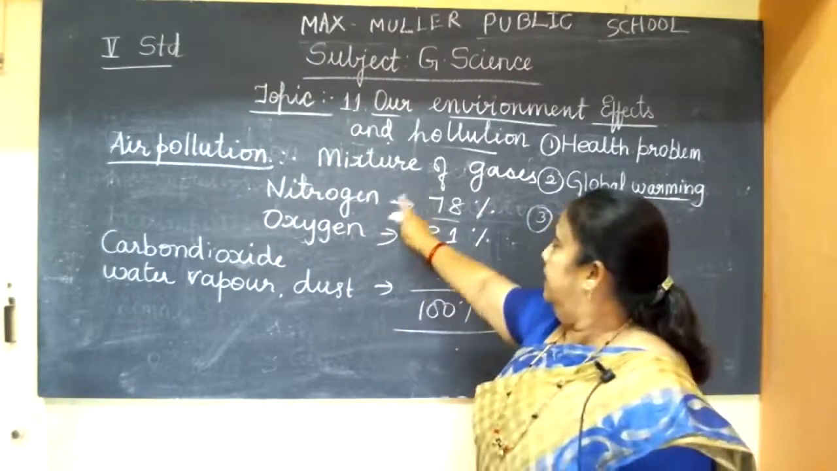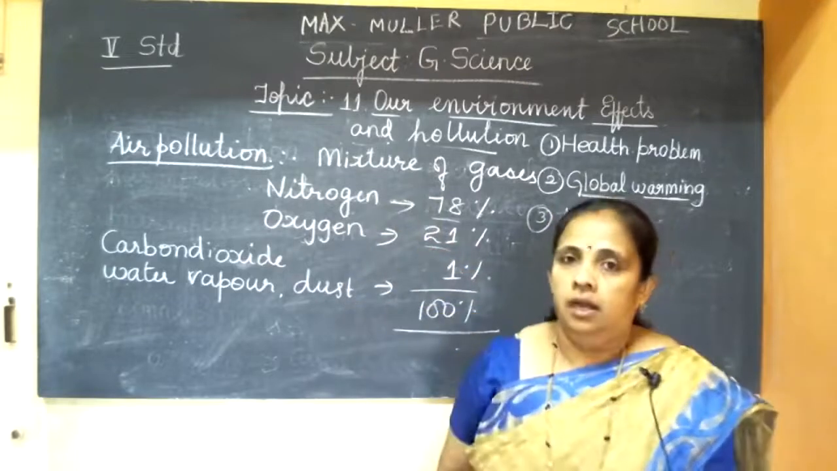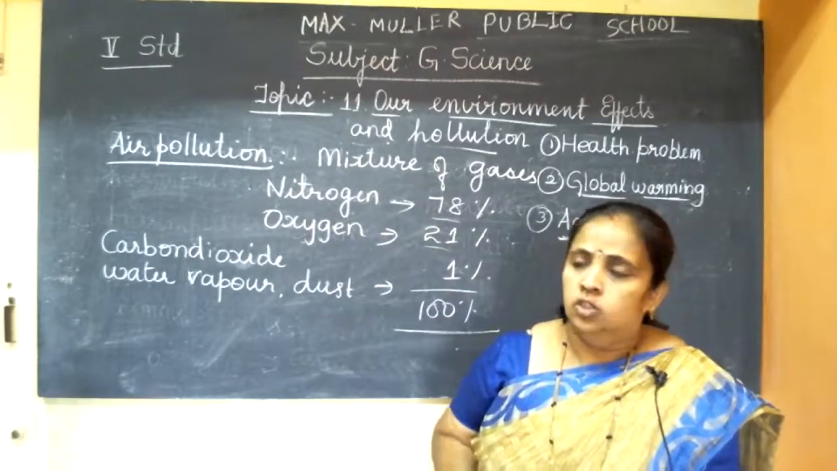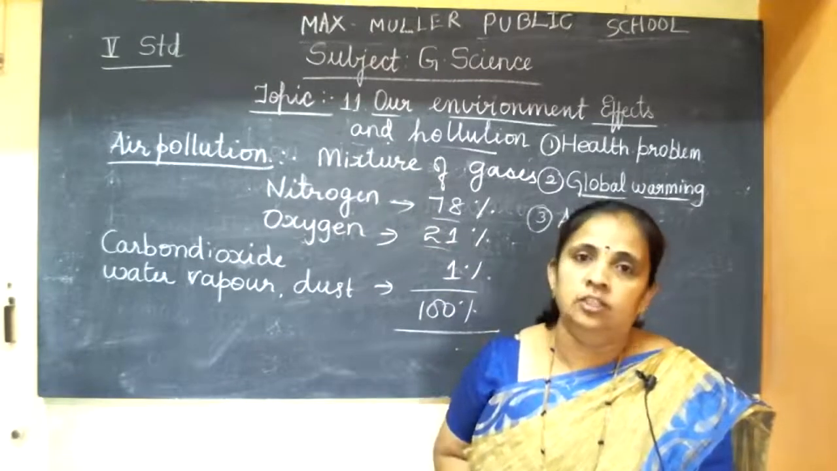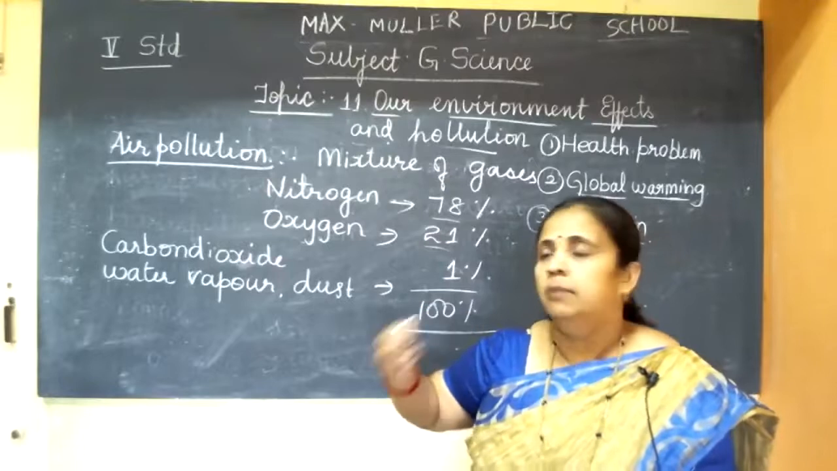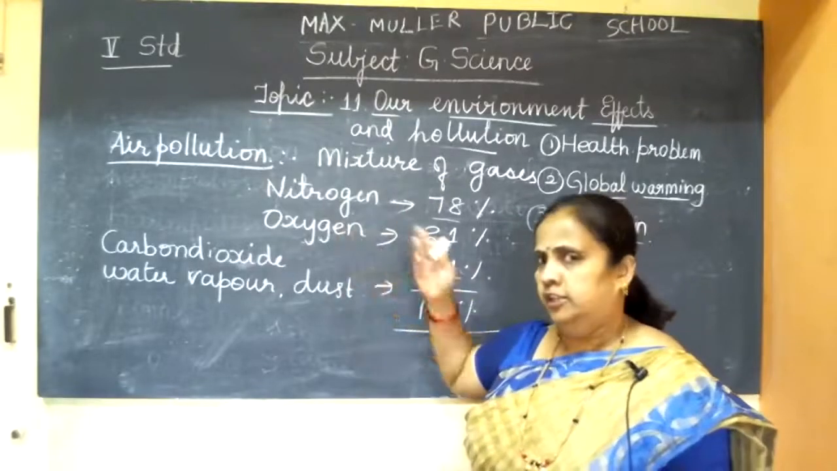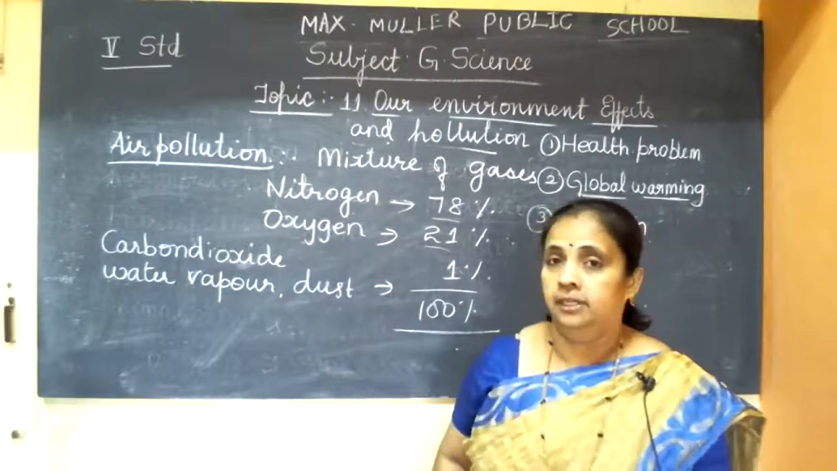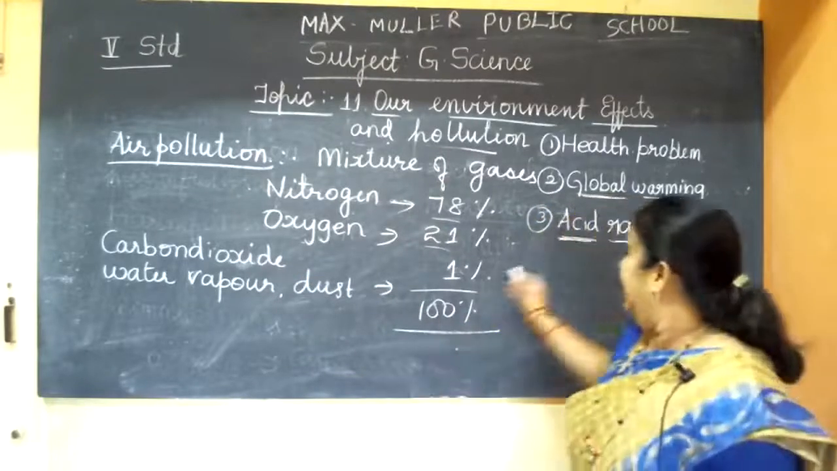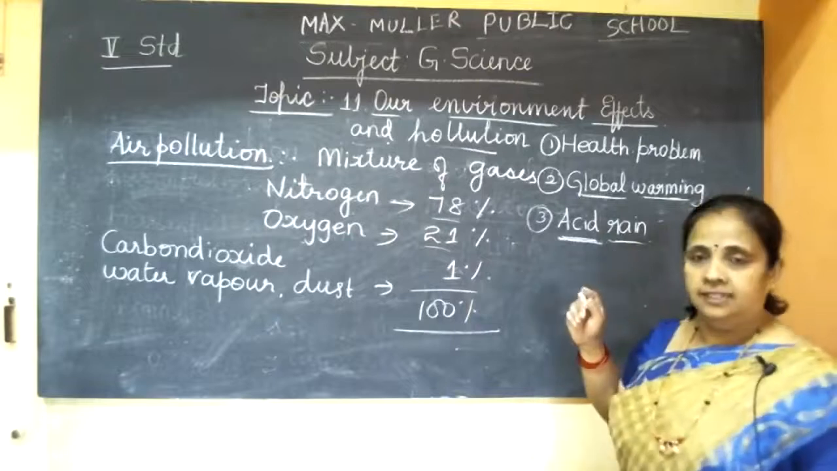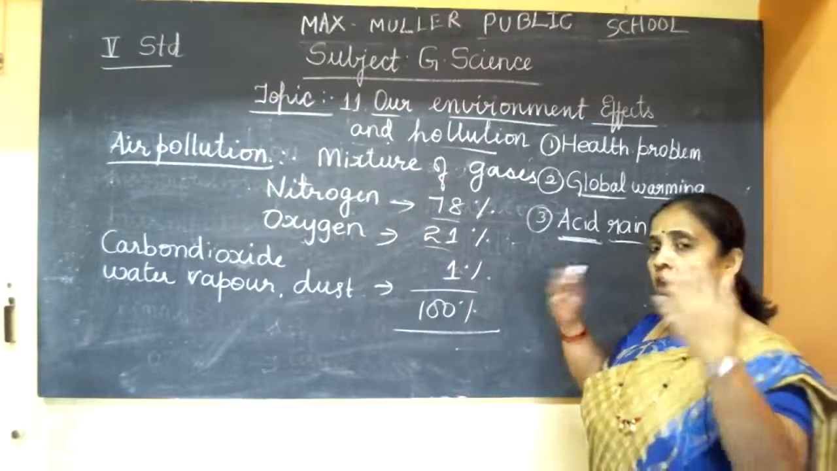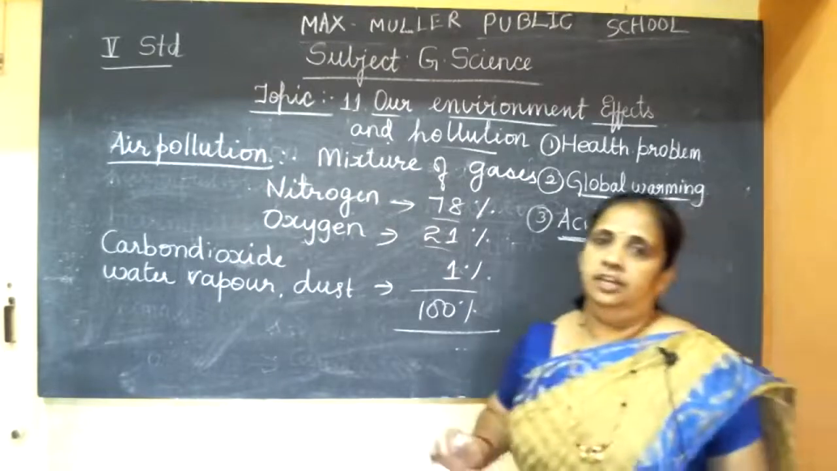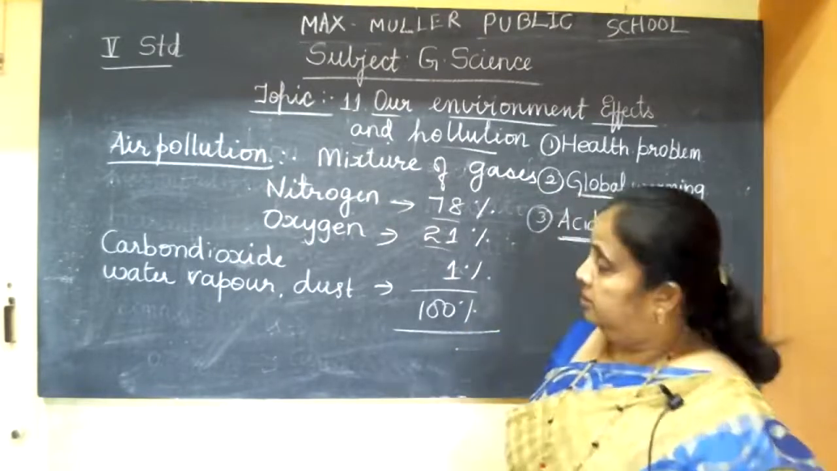Now, as I said, the air is a mixture of many gases. So when air pollution takes place, it releases harmful gases into the environment. When those harmful gases mix with water vapor or with dirt particles, it forms acid. And along with the rain, it pours onto the earth as acid rain. So that time it is very dangerous.